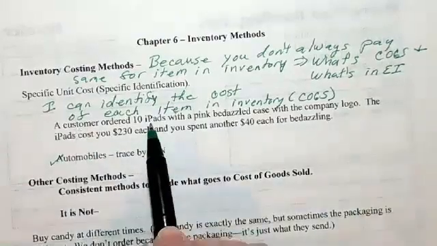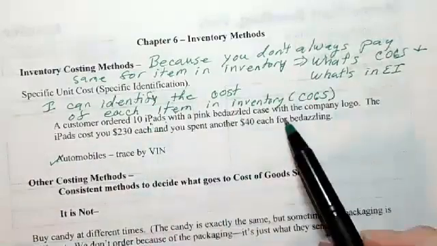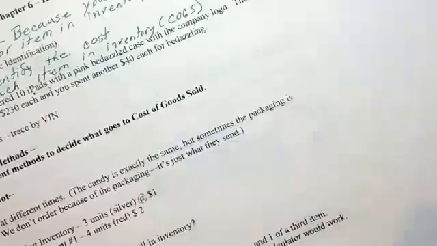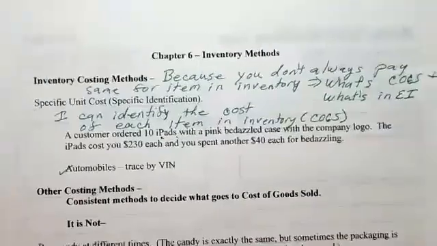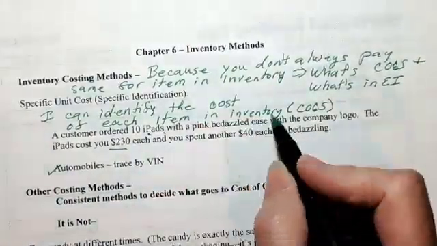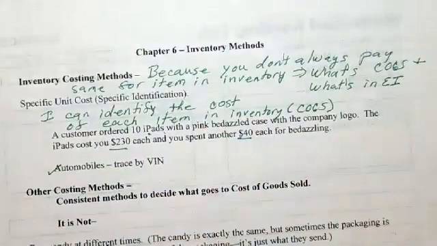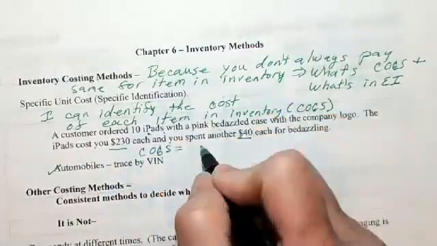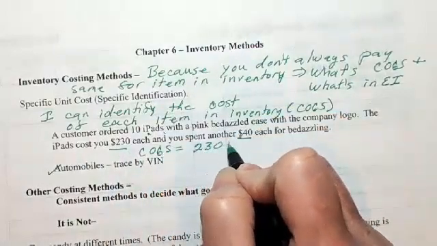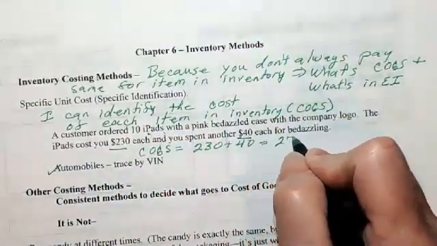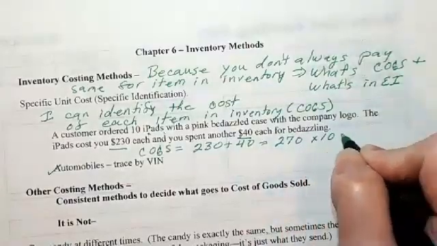Say that a customer ordered 10 iPads with a pink bedazzled case on the logo. The iPads always cost you, we'll just say $230. And again, what makes them unique is that now we've got all this bedazzling on it. My cost of goods sold in this case would be the $230 plus the $40, because those are very different ones, or $270 times my 10 iPads.